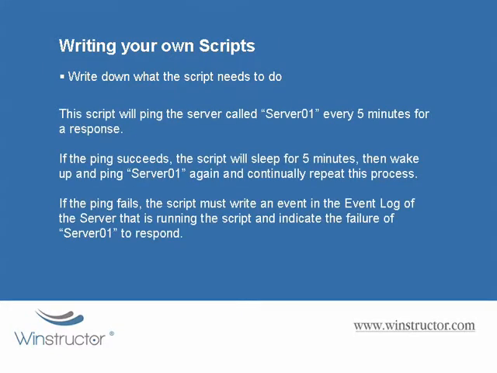So I'd write down something like this. This script is going to ping the server called server01 every 5 minutes for a response. If the ping succeeds, the script will sleep for 5 minutes, it's going to wake up and ping server01 again, and then it's going to repeat this process. Now if the ping fails, the script must write an event to the event log on the server that's running the script and indicate the failure of server01 to respond. Okay, now that's pretty specific. We've detailed exactly what we want our script to do, and trust me, that makes writing your scripts much easier.